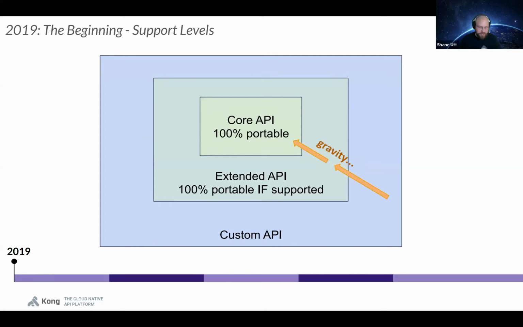And this stands to this day, we are still using this model. Gravity naturally brings these inward as we pull people into the community and the project, and things will move towards the core API over time. Not everything will, but some things will. And this was our answer to how to handle portability overall.